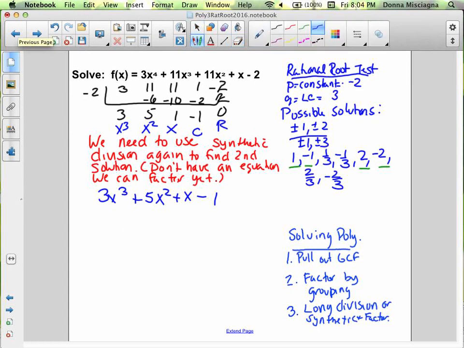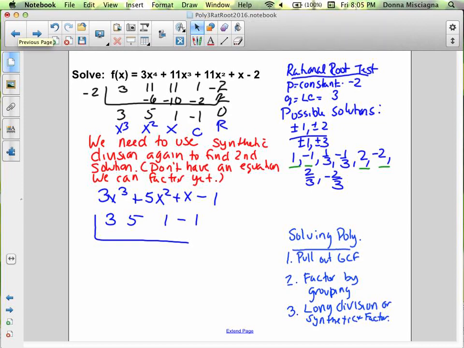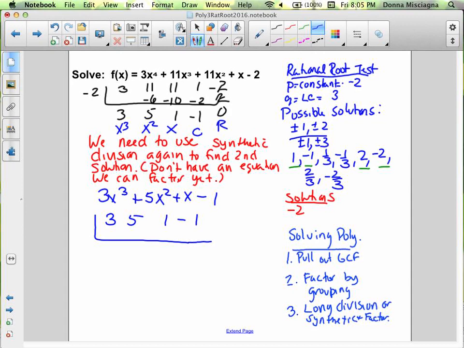All right, so now we have 3, 5, 1, and negative 1. And just because one of our solutions was negative 2, doesn't mean we can't use it again if we think that's the one to use. These ones aren't as big. Let's try negative 1. See if that one works. We still have a bunch of positives, so in the front there, let's try a negative.